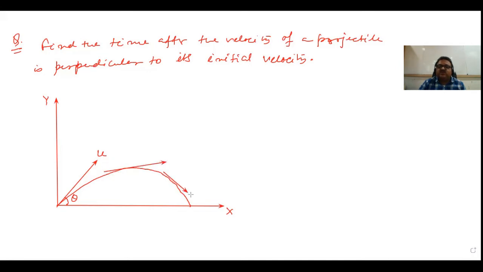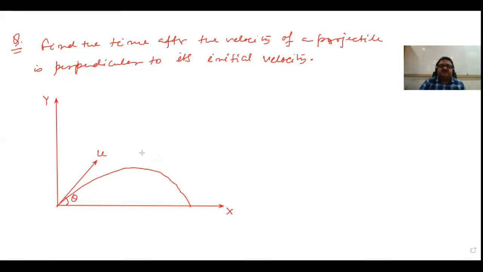If I want to draw this velocity vector at this point, but the question is, at what point, after what time, does the velocity of the projectile make an angle of 90 degrees with the initial velocity? Look, if I consider this one, is it making 90 degrees? Obviously not. So I will not consider this velocity, correct? So what to do then? How to solve it? Look at this.